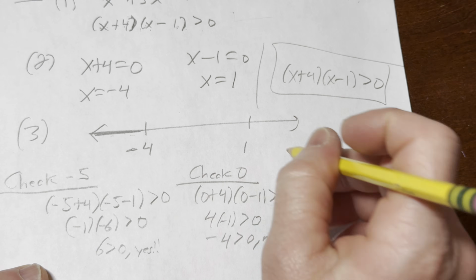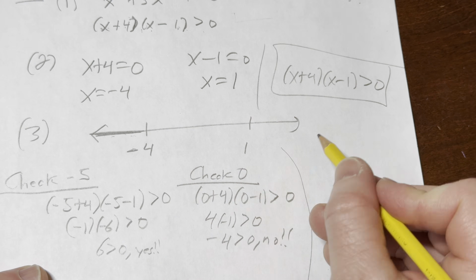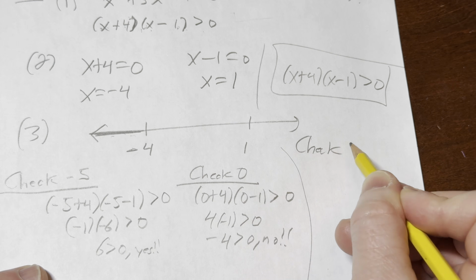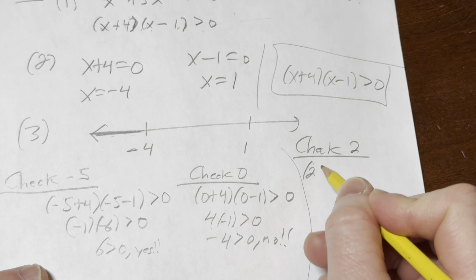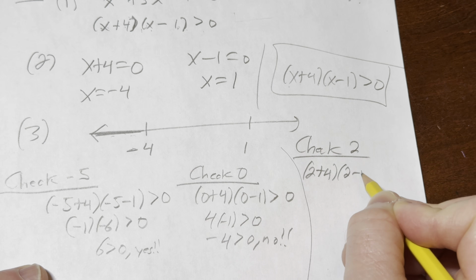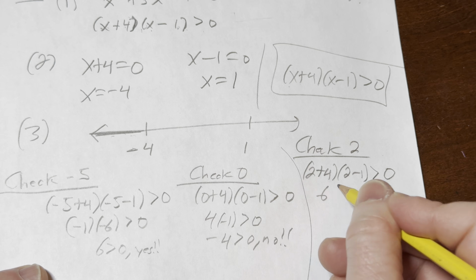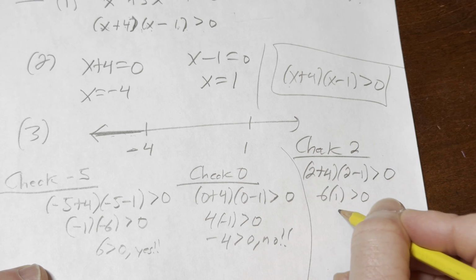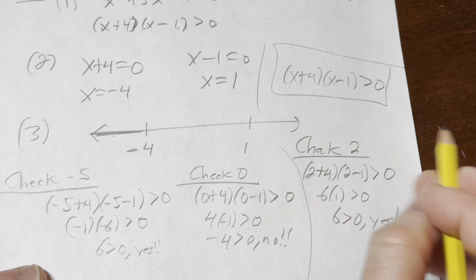And last, and certainly not least, we're going to pick any number over here bigger than 1. Let's go with 2. Again, you can use any number you want. You can use 10,000. So 2 plus 4, 2 minus 1, and we want that to be greater than 0. 6 times 1, greater than 0. 6, greater than 0. Yes, that's true. Because it's true, we shade.